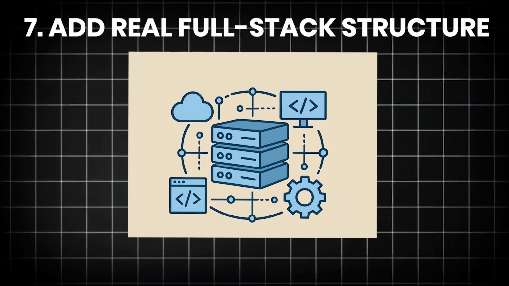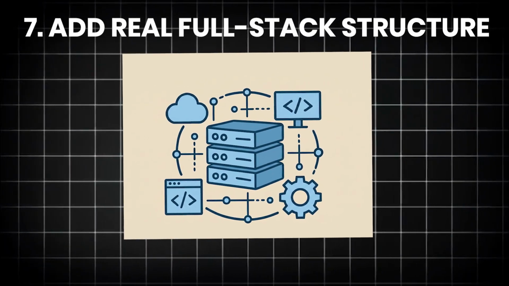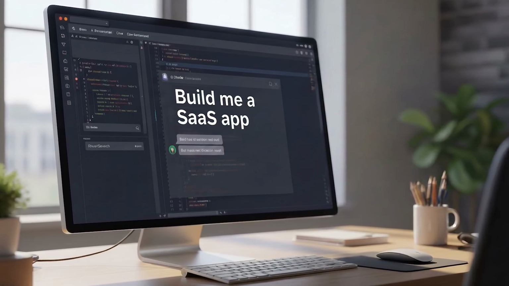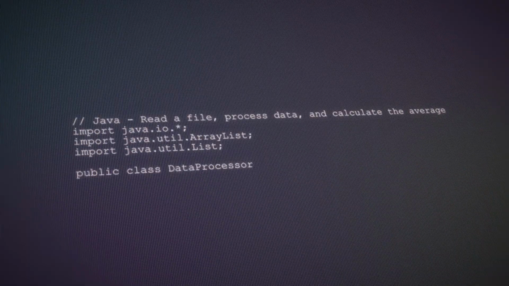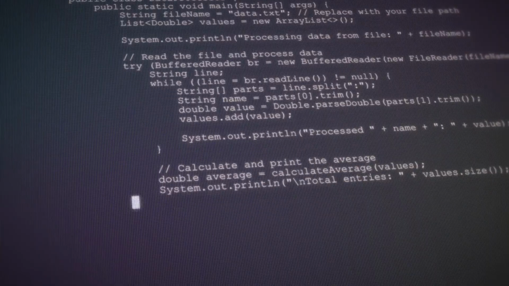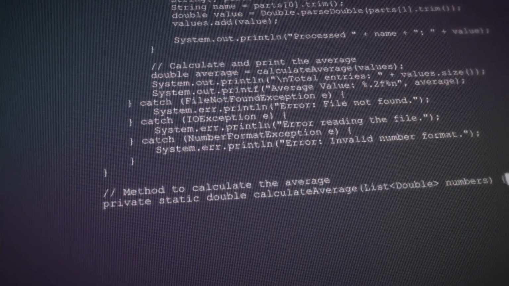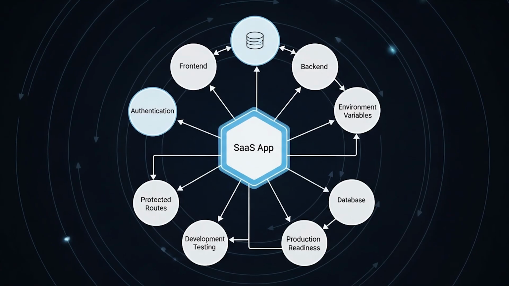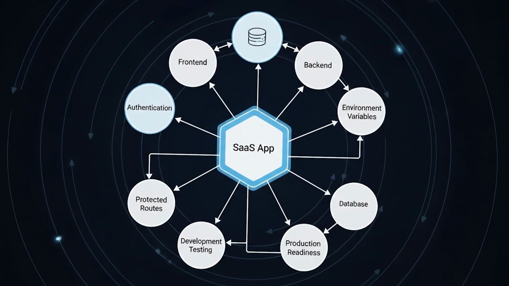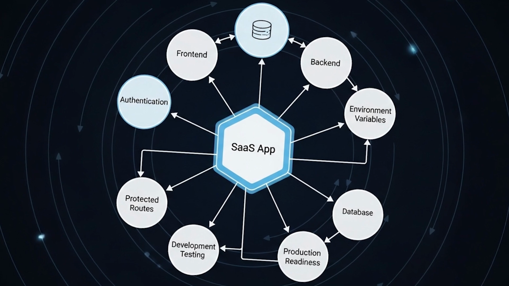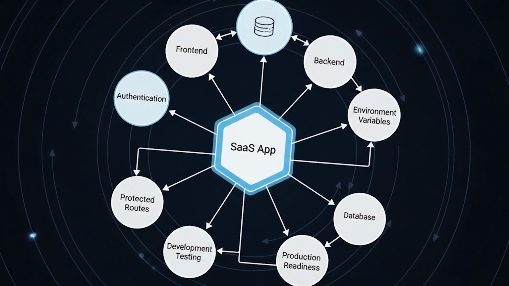7. Add real full-stack structure. This is the most important part. We are not just telling Claude, "build me a SaaS app." That is how you get messy code, broken folders, random architecture, and projects that become impossible to maintain. Instead, give Claude real structure. A real SaaS app needs frontend, backend, database, authentication, protected routes, environment variables, development testing, and production readiness.